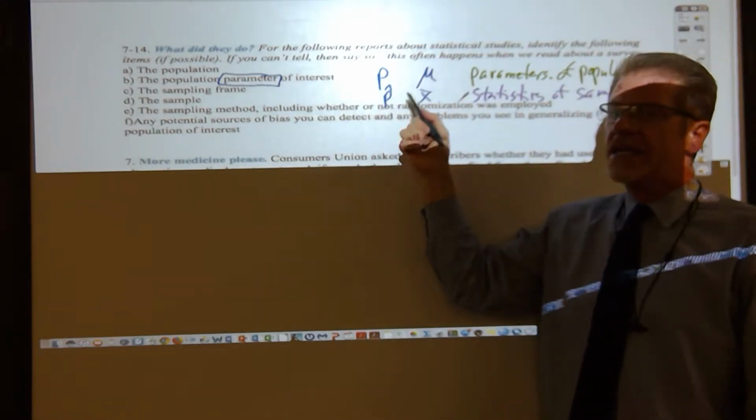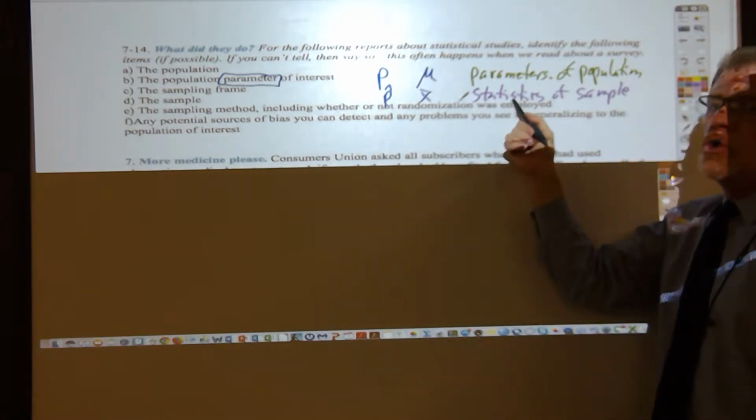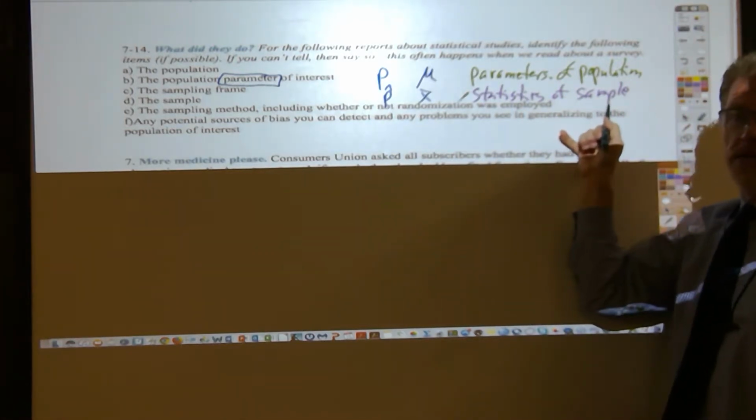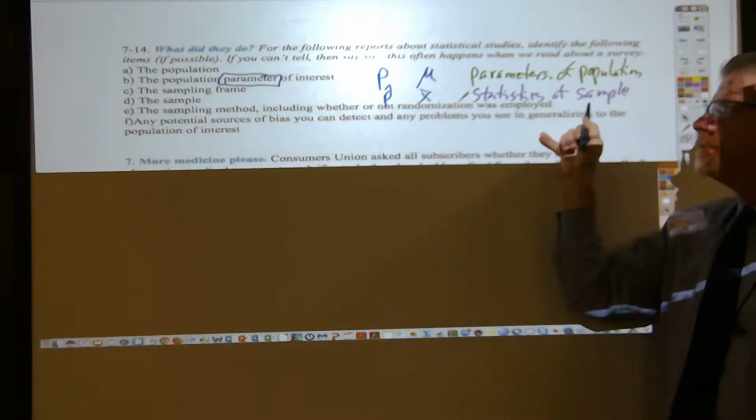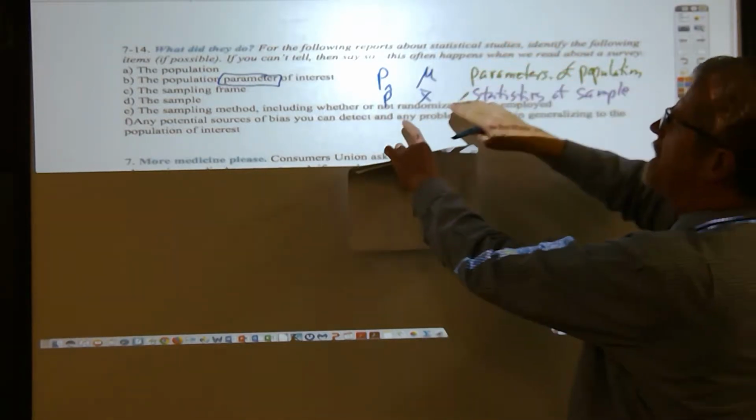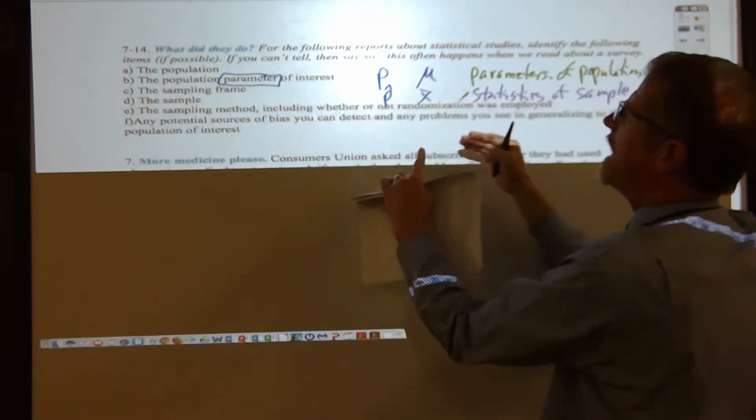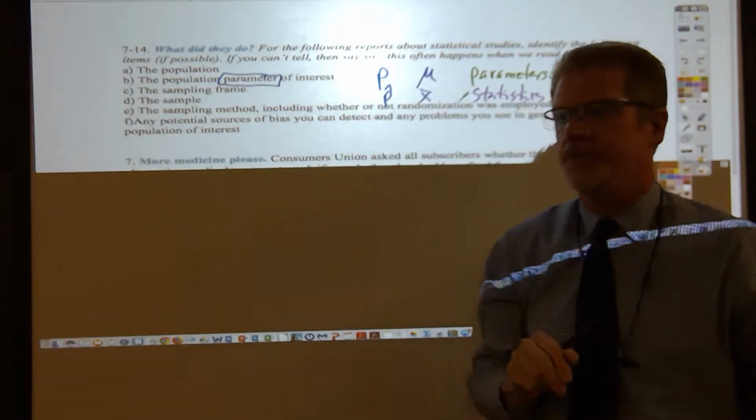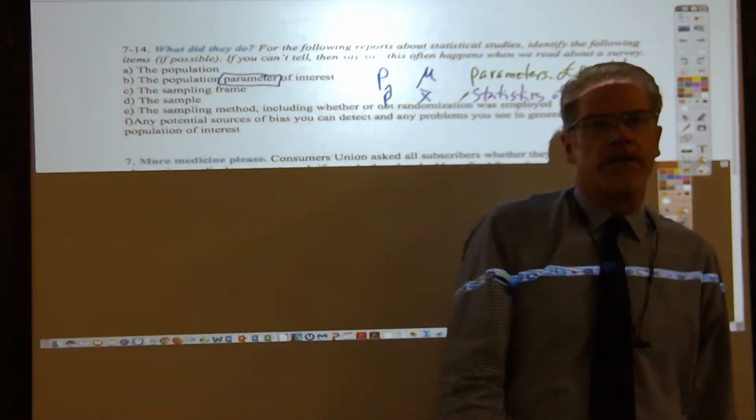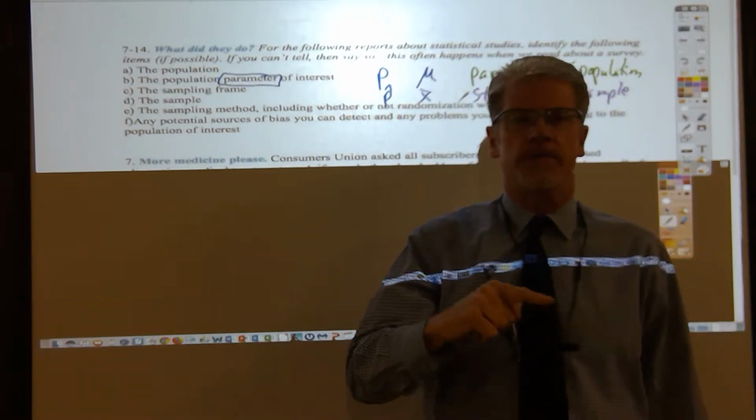So P hat and X bar are statistics which we harvest from our sample that hopefully is obtained using a sampling strategy that is free from bias. But we use these statistics to estimate the true parameters of the population. Statistics come from the sample.